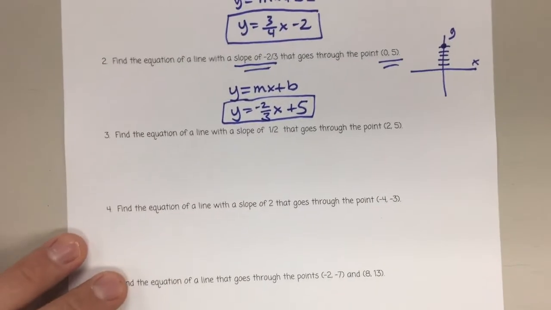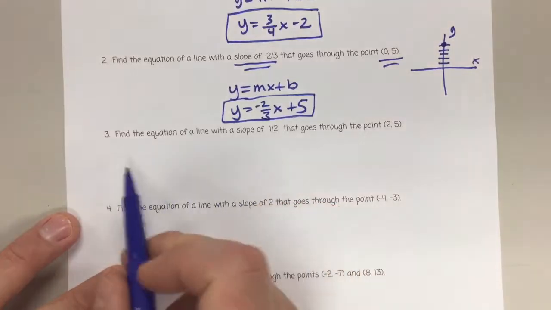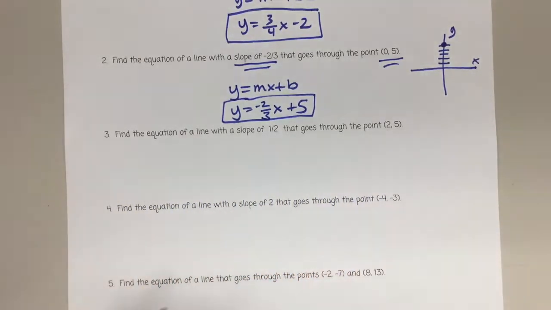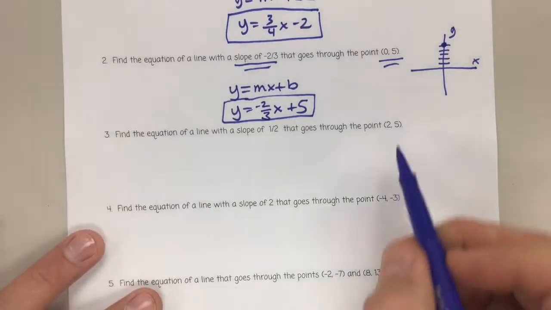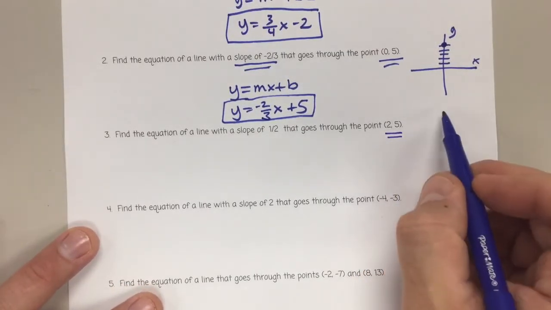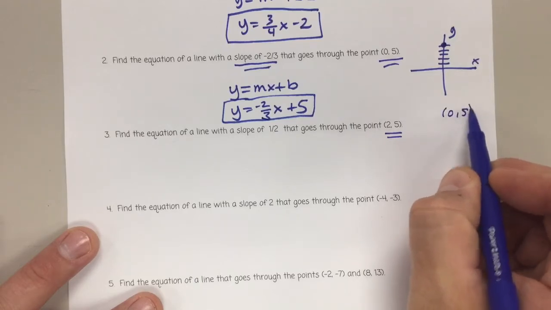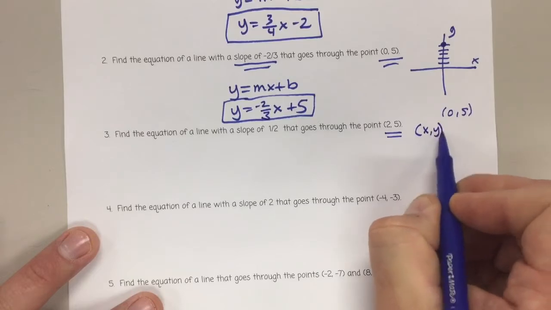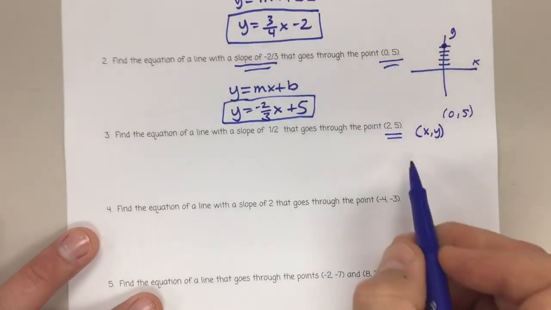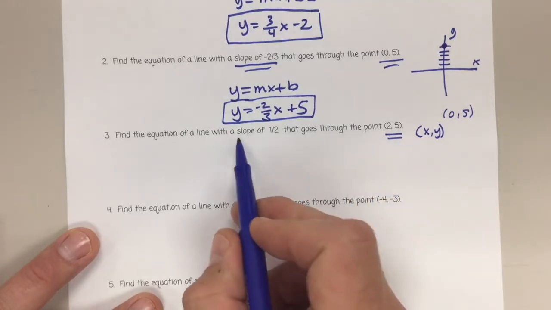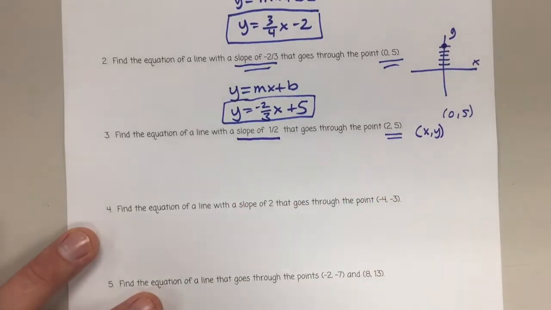Now, for number 3, it gets a little harder. It says find the equation of a line with a slope of 1/2 that goes through the point (2, 5). (2, 5) is not the y-intercept. The y-intercept has to be something like (0, 5). So this is not the y-intercept, but what it is is a point (x, y). So I'm going to replace x and y in the equation with that point, and I'll replace the slope with 1/2.